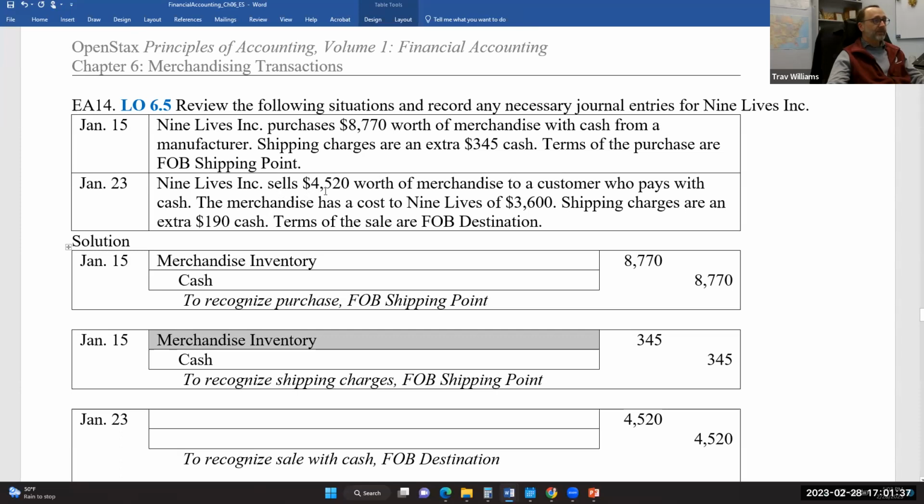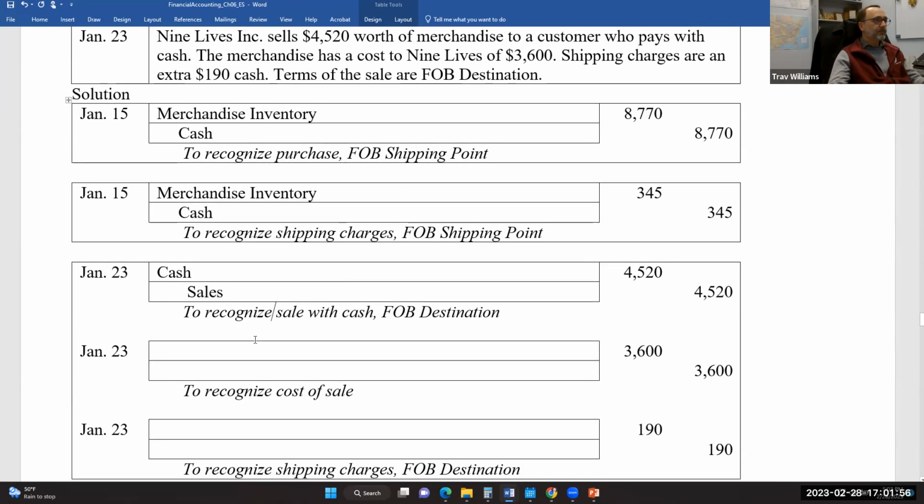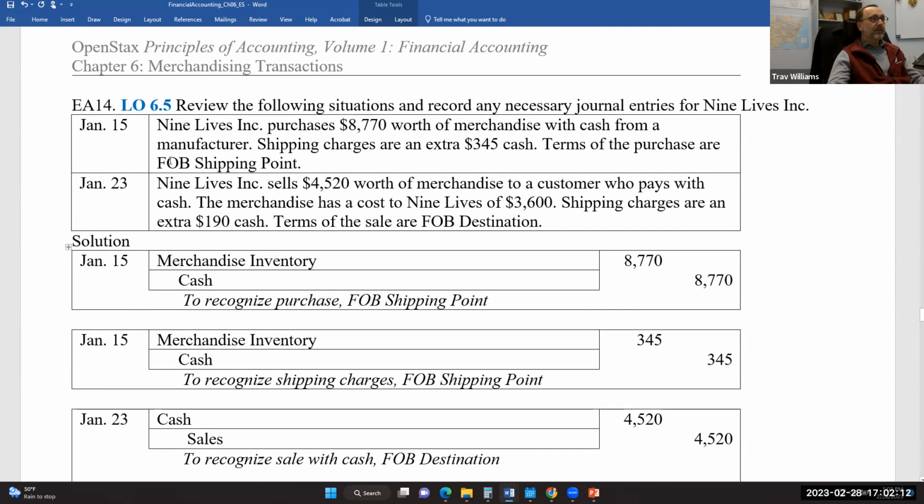Now, in the second one, they're the seller. And the customer is paying cash. Okay, so here we got cash. Credit to sales. We have to record the cost of the inventory. So that is cost of goods sold and merchandise inventory.